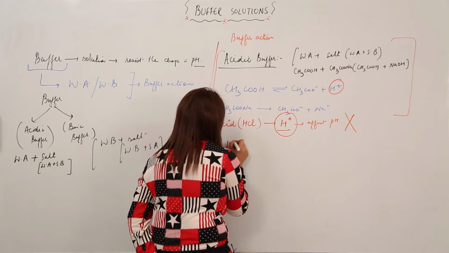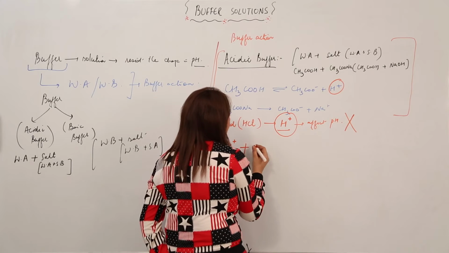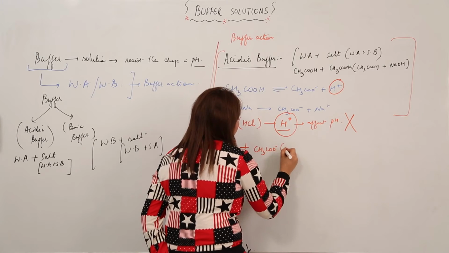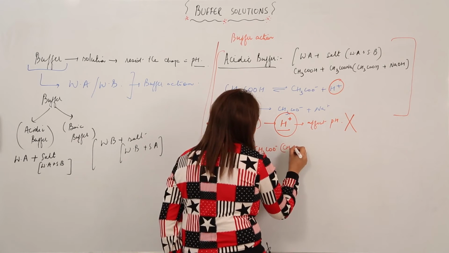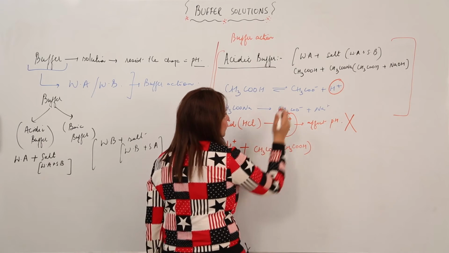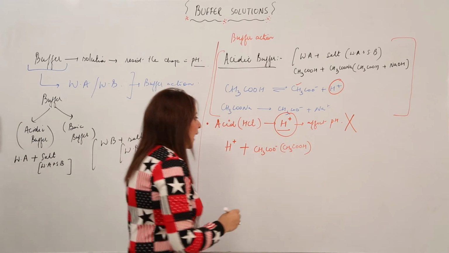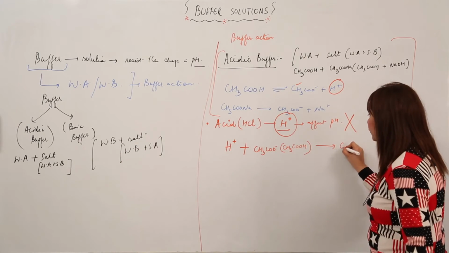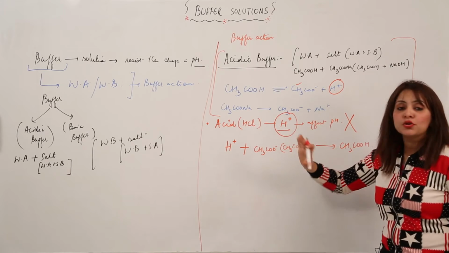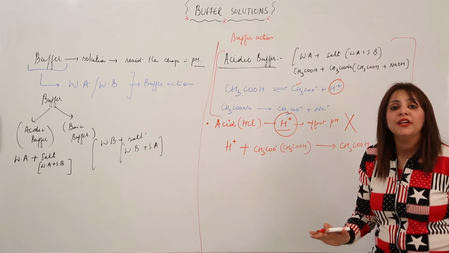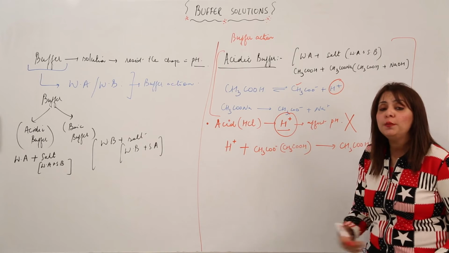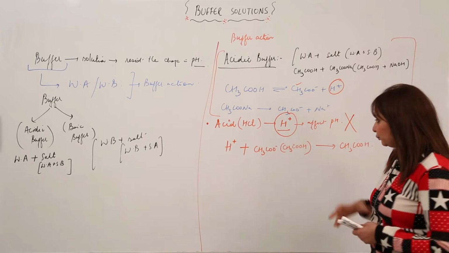These hydrogen ions are taken up by the acetate ions. From where do we get these acetate ions? Obviously we get them from these undissociated ones. And what they are doing is combining to form acetic acid, right? So that means these hydrogen ions are utilized now. We are not left with any hydrogen ions present in the solution that can alter the pH, because they are getting consumed by the acetate ions, right?